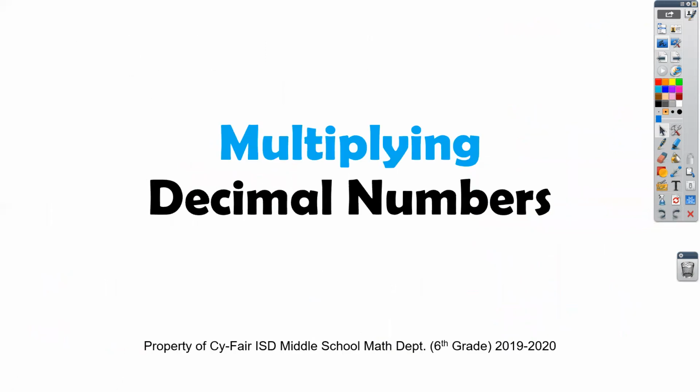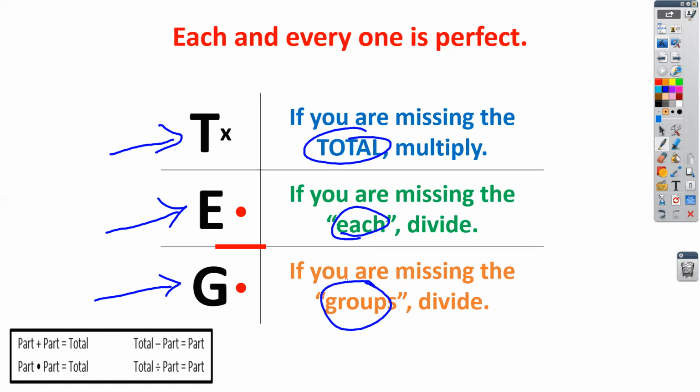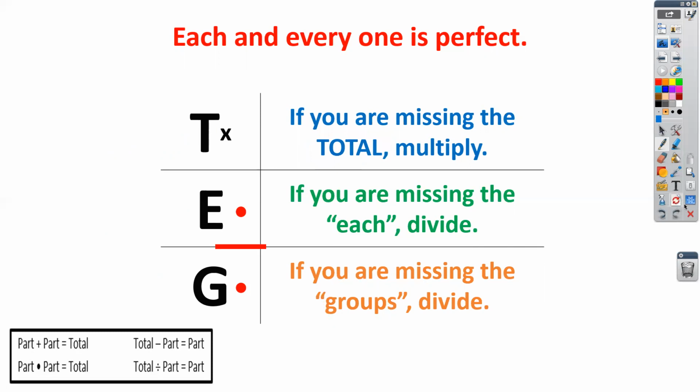Again, this is also a review from last year. Now, if you look at the bottom left corner, part plus part equals total, and break it down that way. But also there's another method called TEG. In TEG, the T stands for total, E talks about how much is in each group, and G stands for the number of groups.